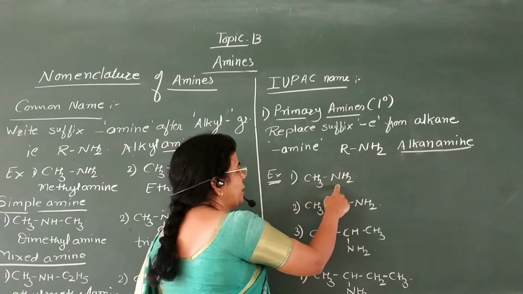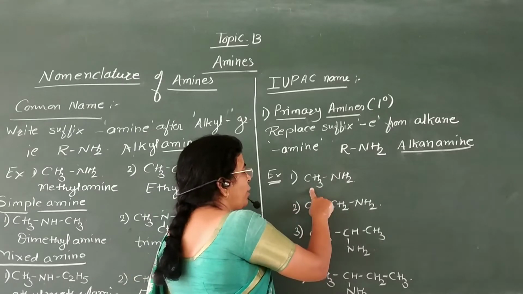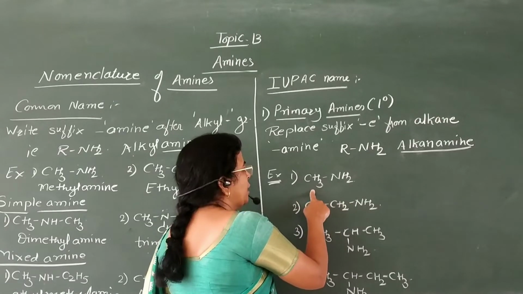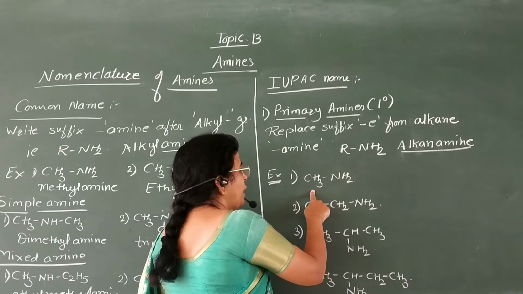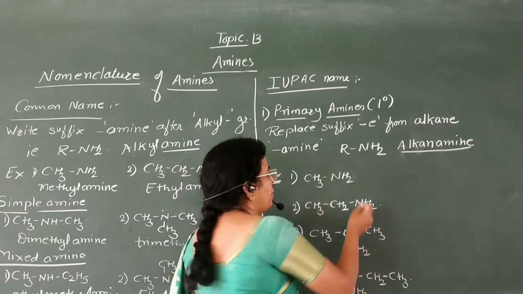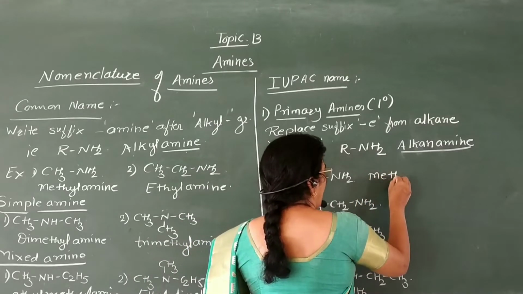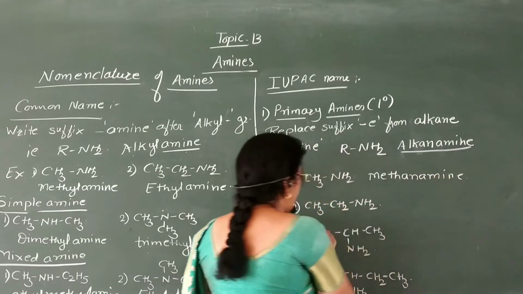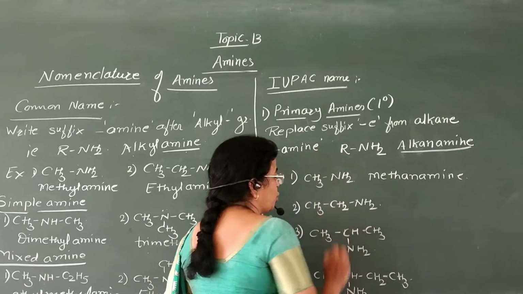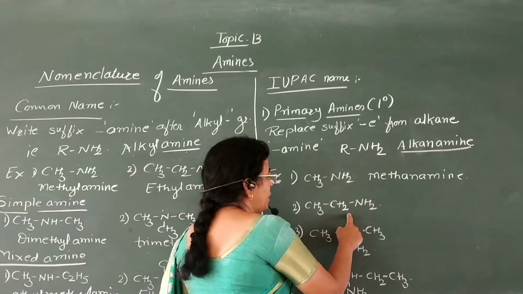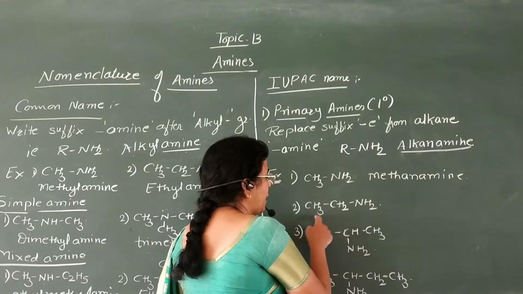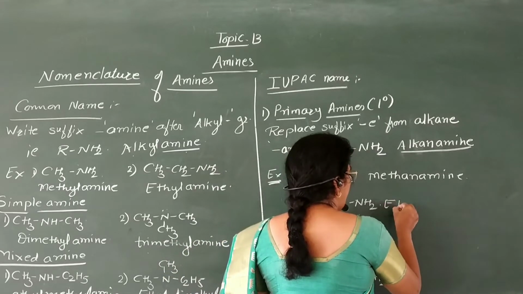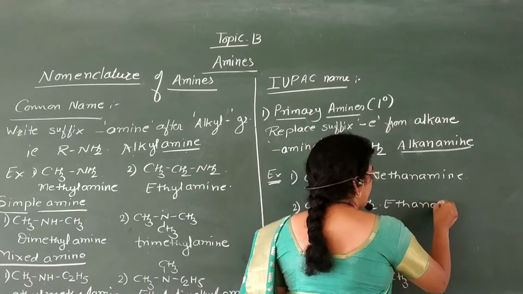Now we are going to see the example. First example, CH3NH2. Now here one hydrogen atom from methane is replaced by NH2 group. That is, it is methane and replace E from methane by amine, it becomes methanamine. Now second, CH3CH2NH2. Now here there are two carbon atoms, therefore parent alkane is ethane. And replace E from ethane by amine. It becomes ethanamine.